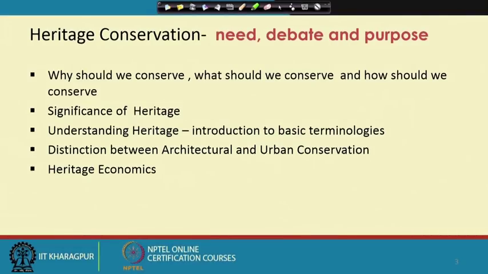When we are talking about a cultural property, one cultural property or a group of cultural property, we are probably talking about architectural conservation. But we also must understand that there may be areas, there may be a city, there may be a region which have some significance heritage wise. So the scale may vary. So there is some sort of a distinction between architectural conservation and urban conservation, but there is a continuity, it's a continuum. It's a matter of scale, but they are all interrelated.